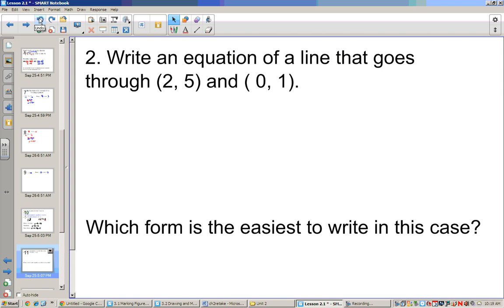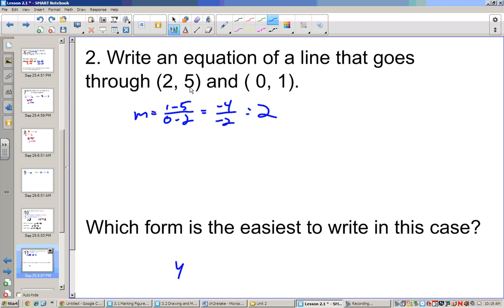Now let's write an equation of a line that goes through the points (2, 5) and (0, 1). So the first thing we'll need is the slope. So the slope, I do 1 minus 5 over 0 minus 2. So that would be -4 over -2, which will just be a positive 2. So the easiest one to write for me would be to write y minus 5 is equal to 2 times x minus 2. That's point-slope.